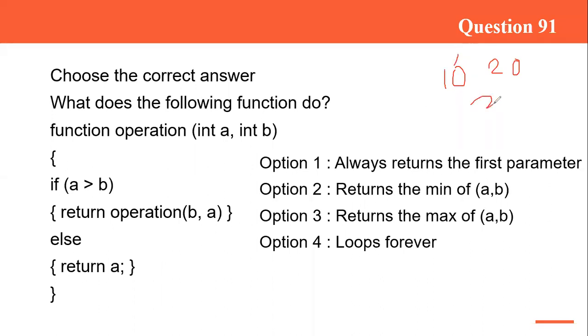Same thing if I take 20, 10, what will happen? 20 greater than 10. It's false. It will call the function with 10, comma 20. For 10, comma 20, what will happen? Returns 10. That means whichever the order you take, it will return the minimum value among those. Okay. Got it, I hope. Cool. Minimum of A and B.